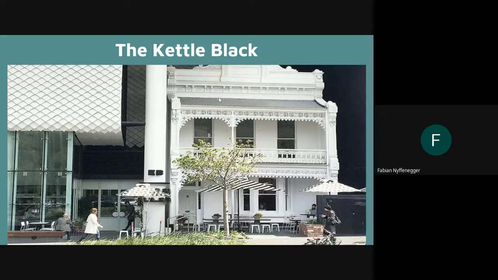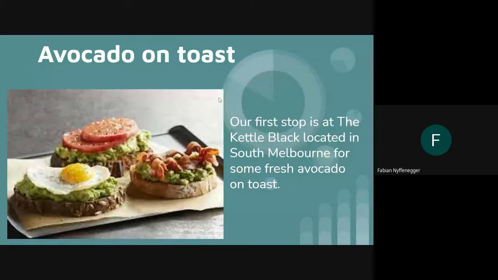It is a perfect breakfast. The Kettle Black is a cafe or restaurant located south of Melbourne, one of Melbourne's most sophisticated food and beverage hotspots. It sits somewhere between cafe and restaurant. The Kettle Black has meticulously detailed architectural mastery, a combination of both old and new styles of architecture. Now, let's dive right into the avocado on toast from the Kettle Black, which is one of their signature breakfast dishes.